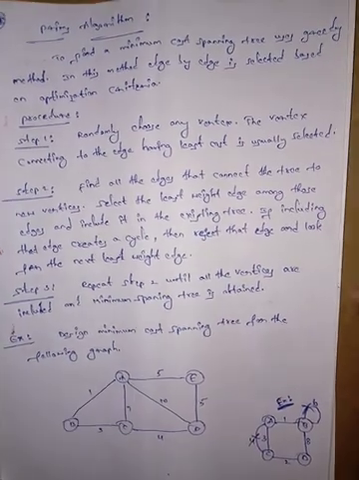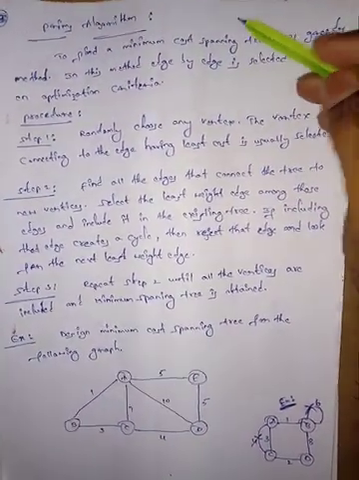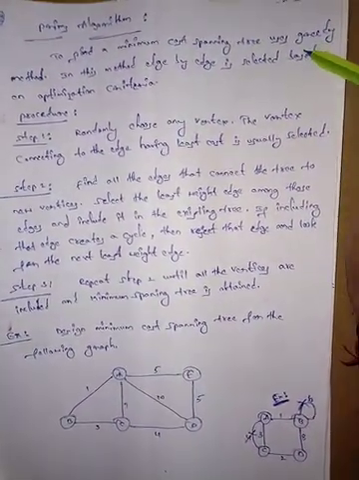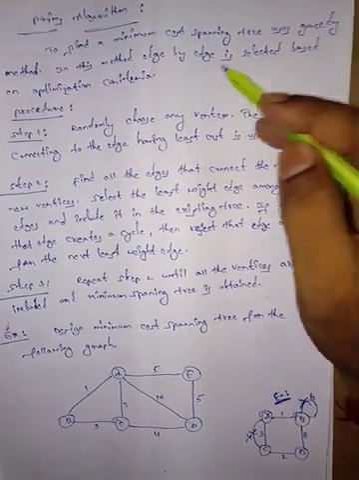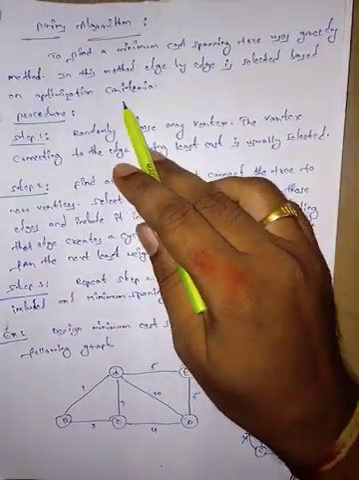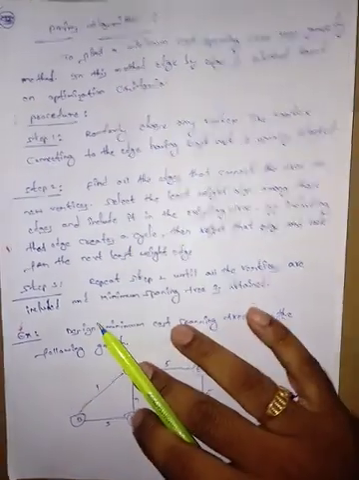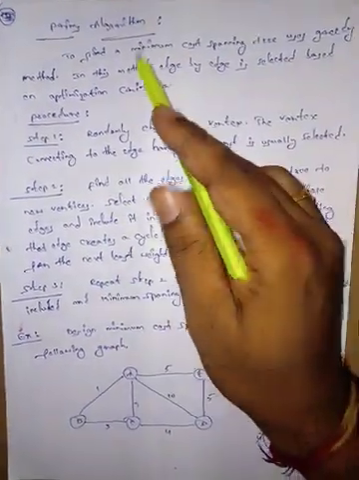Now, Prim's algorithm. Prim's algorithm uses the greedy method. In this method, edge by edge is selected based on the optimization criteria. And this is the procedure for Prim's algorithm.